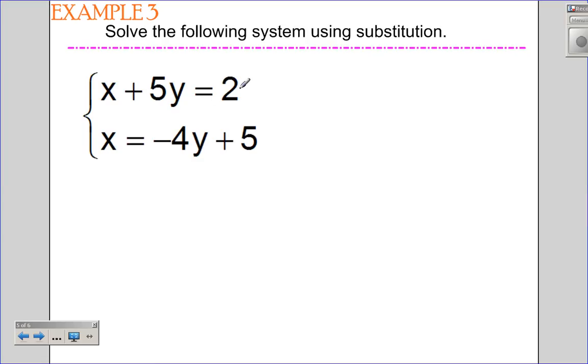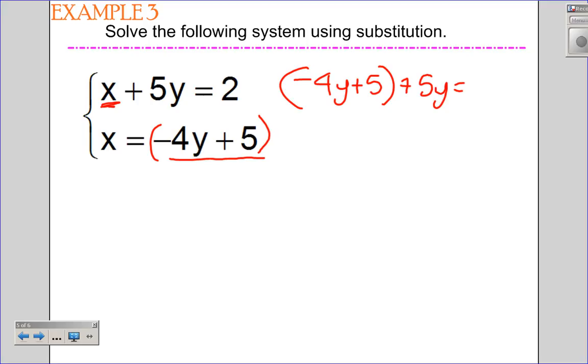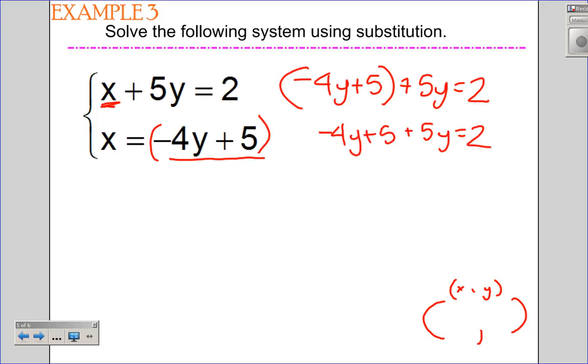I have x plus 5y equals 2, and I have x equals negative 4y plus 5. So I have a value for x. It's this quantity. I'm going to plug that in here for this x here. So I have negative 4y plus 5 plus 5y equals 2. Remember, the solution I'm looking for is a point. Just like I have x comma y is a point. That's what I'm looking for, an x value and a y value. So I have negative 4y plus 5 plus 5y equals 2.